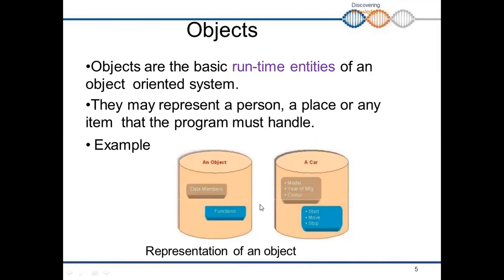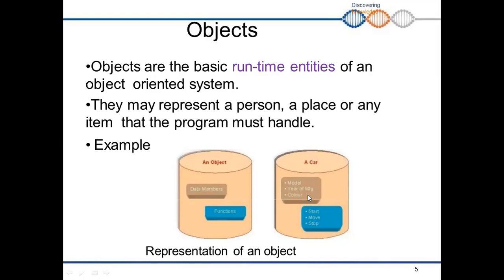So let's discuss it with an example: an object, data members, and functions. Data members are basically our variables. For example, you write name equals to, in double quotes, ABC, meaning you assign ABC to the variable name, so that will be our data member. And if we define a function, like for area calculation, that is a function. So firstly, we discuss our object of a car. For a car, the characteristics can be model, year, color.